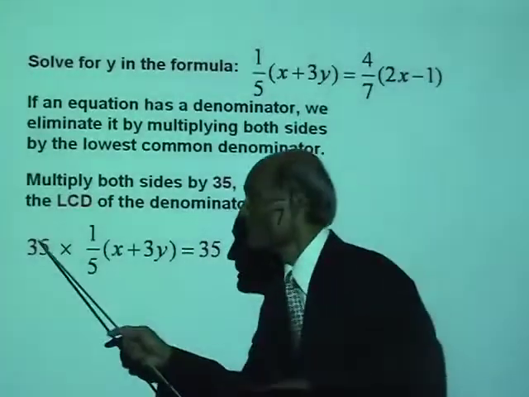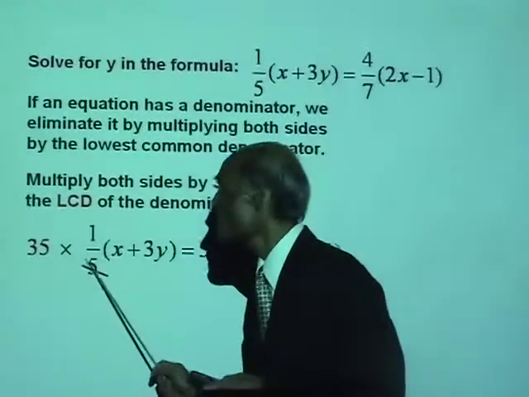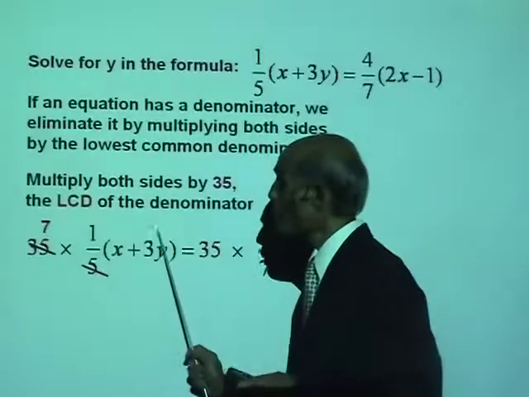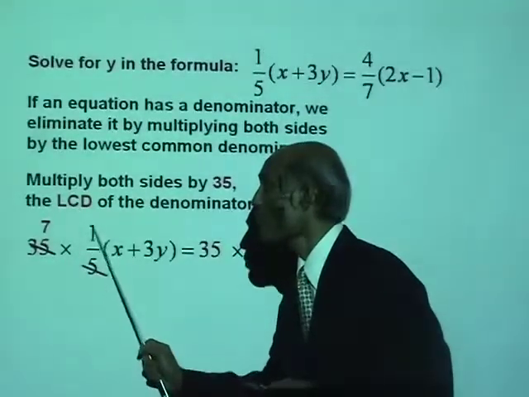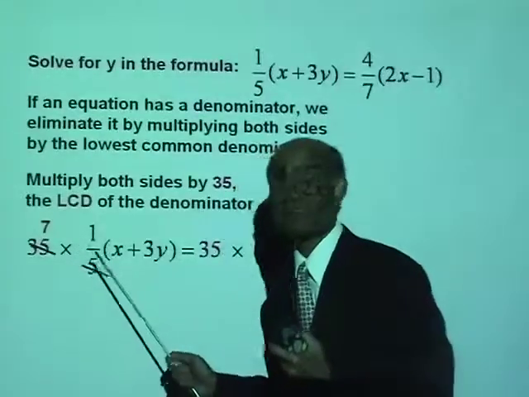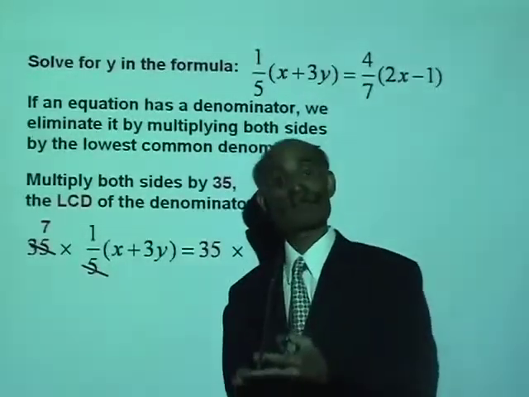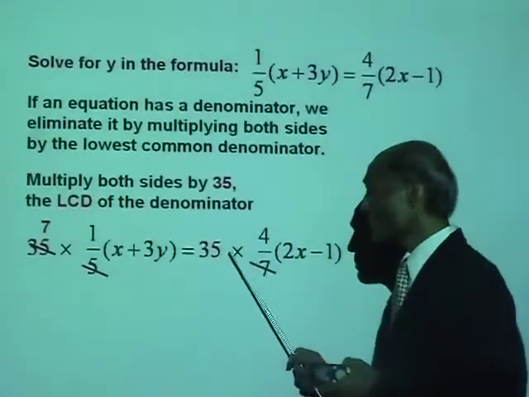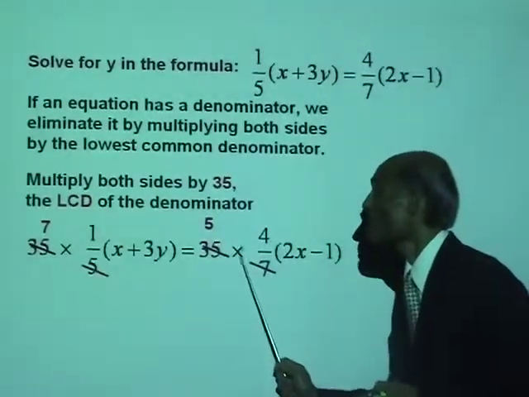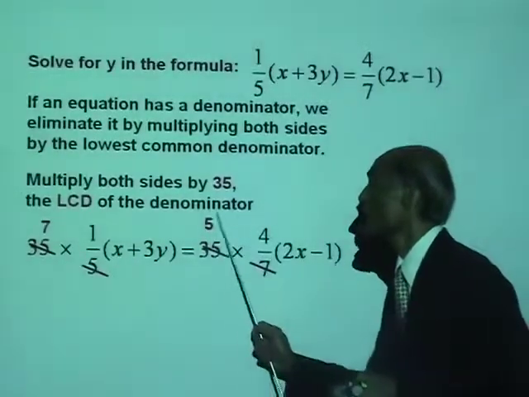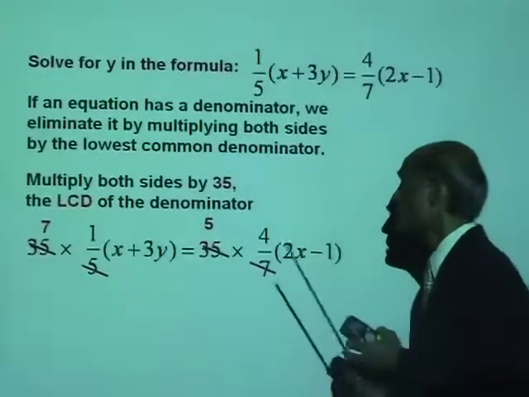What do you do now? Say 35 times 1/5. 5 goes in 35 how many times? 5 goes in 35 7 times. So the left side now becomes, can you tell me what is my left side now? You see, 35 times 1/5 has now become a 7. So the left-hand side now is 7 multiplied by the quantity x plus 3y. You see? Similarly on the right, 7 goes in 35 how many times? 5 times. And now this 5 will multiply with this 4. So this number is now 5 times 4, that is 20.